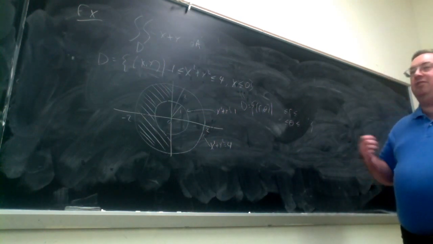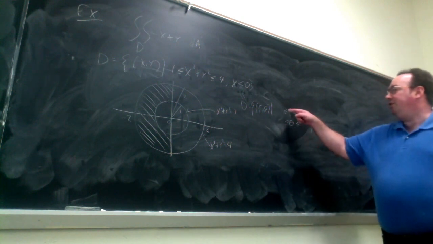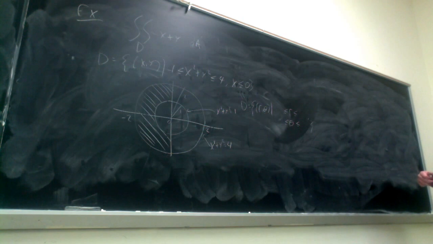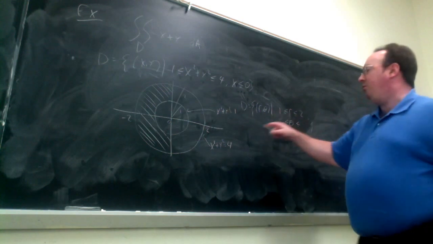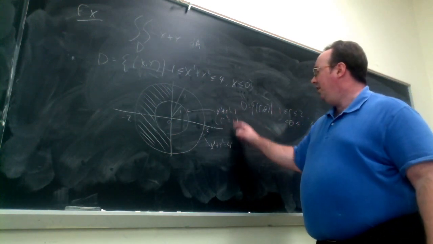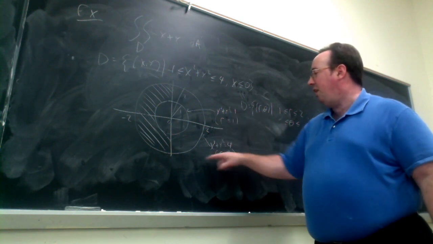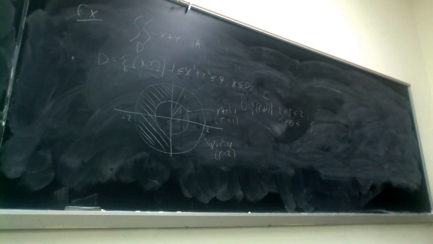So keep in mind, what is r? Distance from the origin. So what should my upper and lower bounds be for r? 1 to 2. Yeah. Because x squared plus y squared equals 1, in polar coordinates, that's r squared equals 1. So r equals 1. And then r equals 2 describes the outer boundary. So if you have a circle of a certain radius, r equals that value, that describes that boundary.